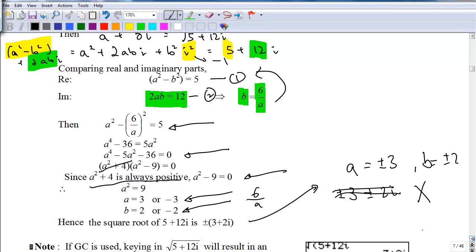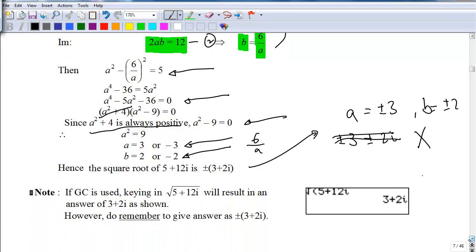Now, if you use the GC, your GC will give you the answer 3 plus 2i. It will only give you one solution. But if you recall, whenever I have z squared equals 4, for example, your z is always plus minus 2. We always add a plus minus in front. So your GC giving you one answer also tells you the other answer. What you need to do is remember to add a plus minus in front of your 3 plus 2i.